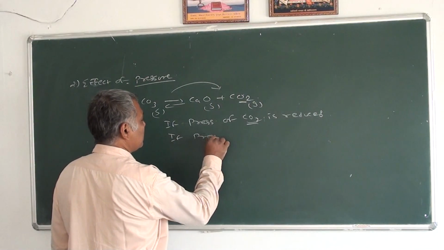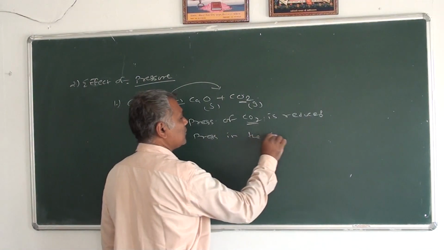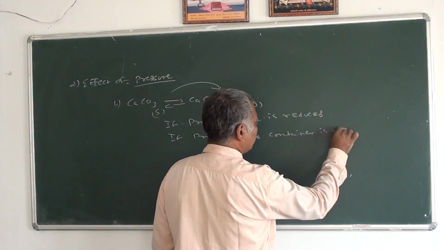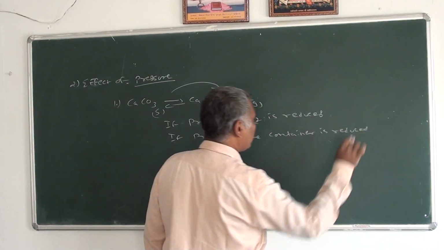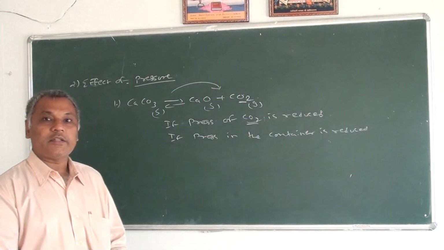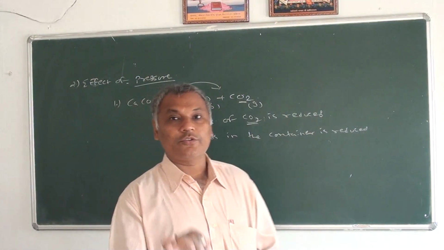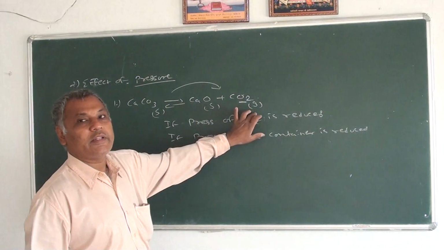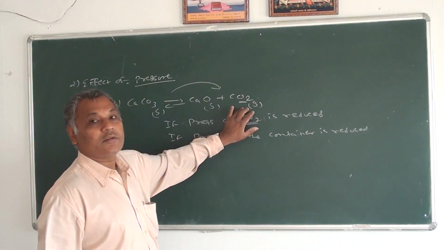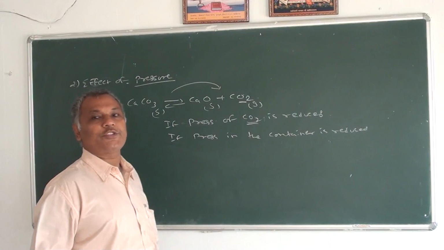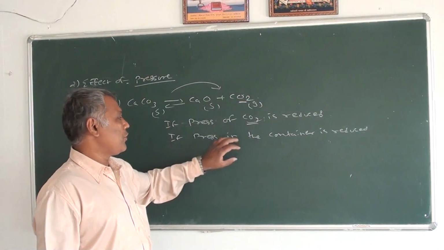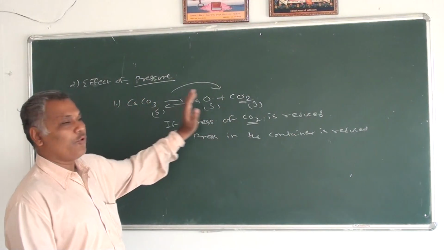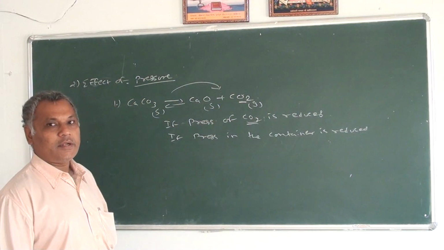If the pressure in the container is reduced, without specifying that it was CO2, what is going to happen? These are solids, only one is gas. So reducing this component will reduce the pressure. If this component is removed, then only the pressure can be reduced, and if this is reduced, the forward reaction takes place, right?